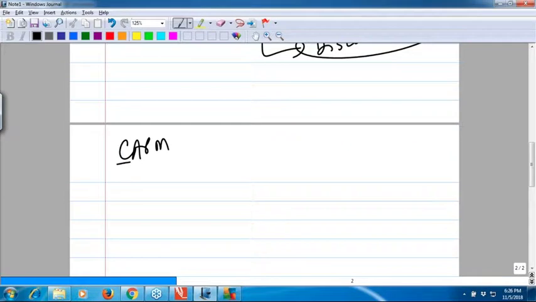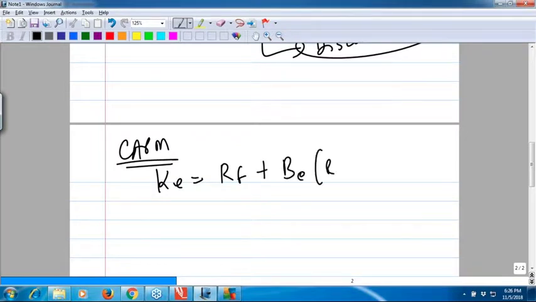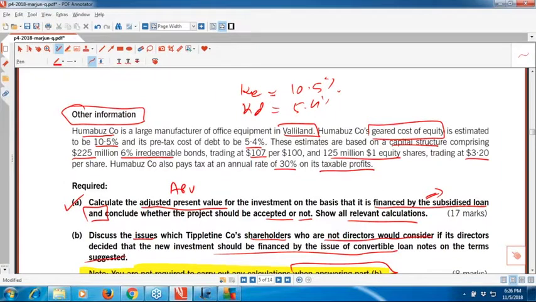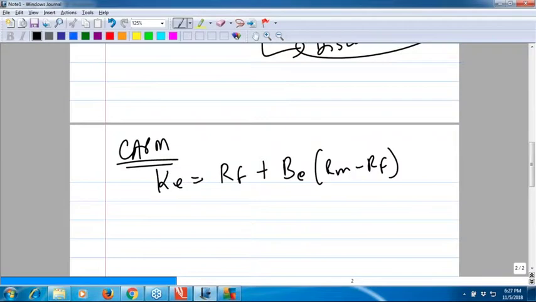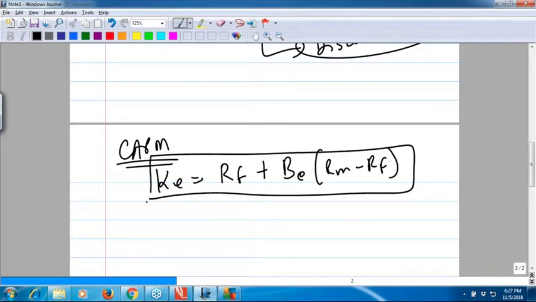Now, let's recall the capital asset pricing model. In the capital asset pricing model, we say that the cost of equity is the risk-free rate of return plus equity beta multiplied by the market rate of return minus the risk-free rate of return. So that is one aspect, the calculation of the cost of equity.